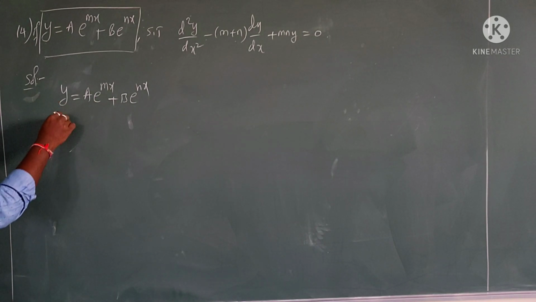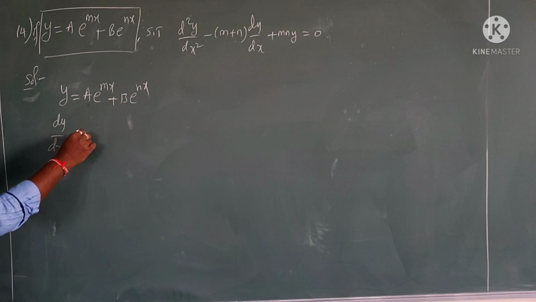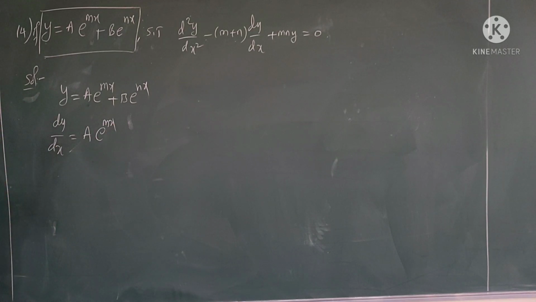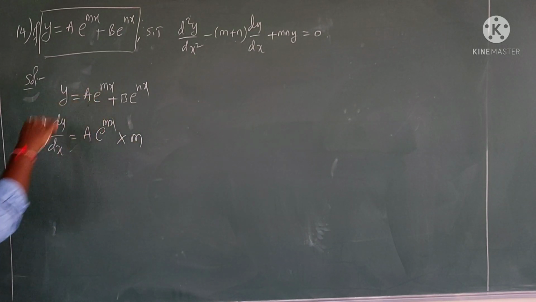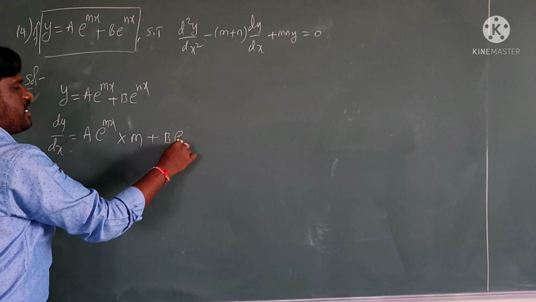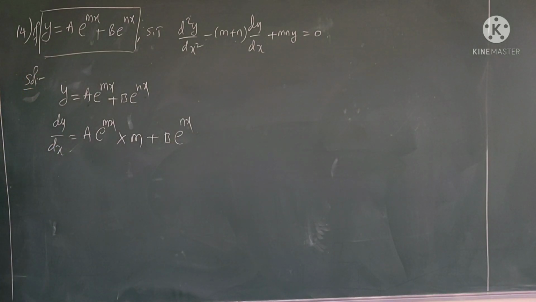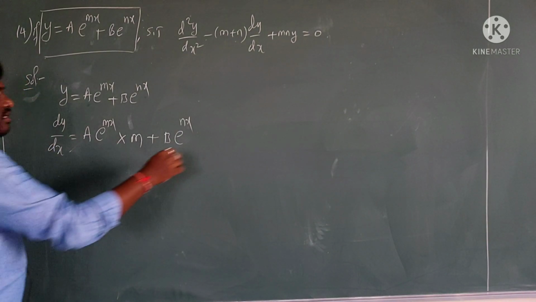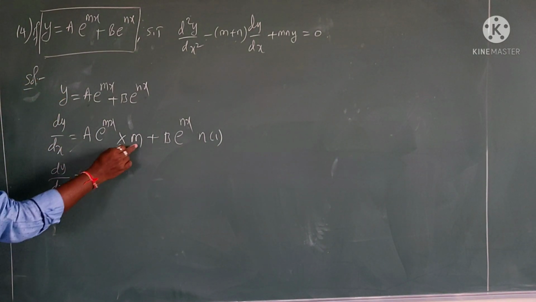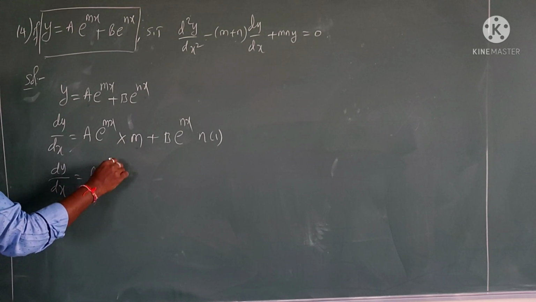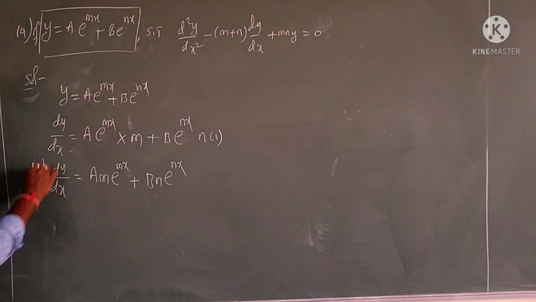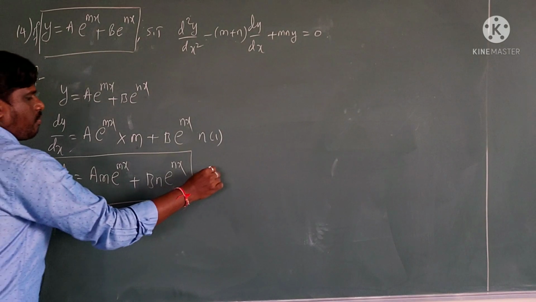So dy by dx is equal to a, a is a constant, e power x, the differentiation is e power x, and differentiation of mx is what? M. X is 1, m is constant. Plus b into, what is the differentiation of e power x? E power x. What is the differentiation of nx? N into 1. Differentiation of x is 1. So dy by dx is equal to am e to the power of mx plus bn e to the power of nx. This is the first point we got.